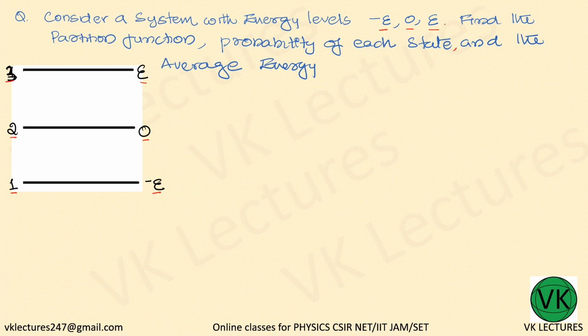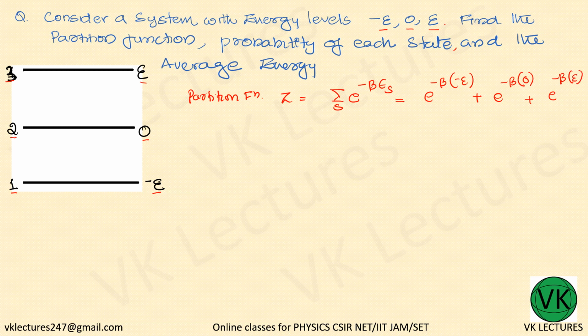Now here we can write the partition function Z as the sum over s of e to the power minus beta Es. So the first one will start with 1: e to the power minus beta times minus E, plus e to the power minus beta into 0, plus e to the power minus beta into E. So it adds up to e to the power beta E, plus e to the power beta times 0, that is 1, plus e to the power minus beta E.